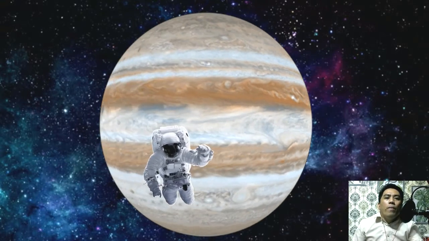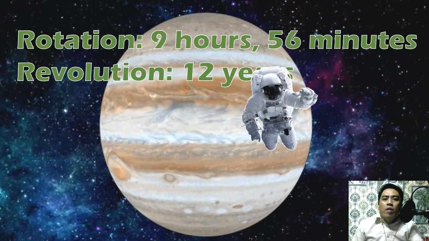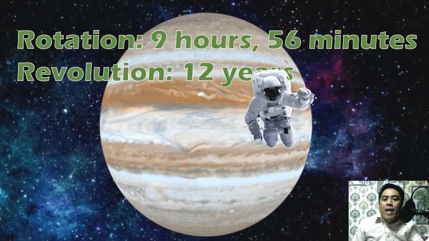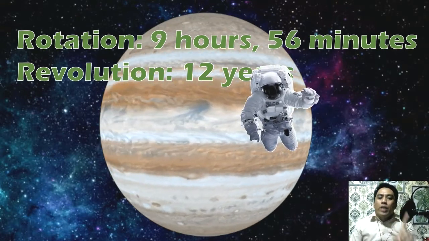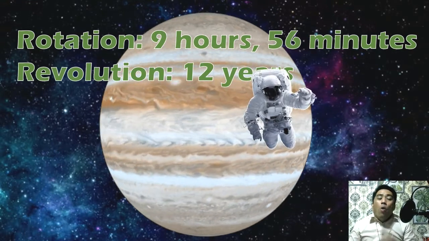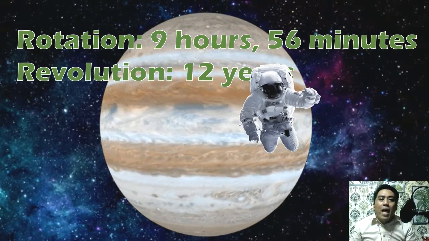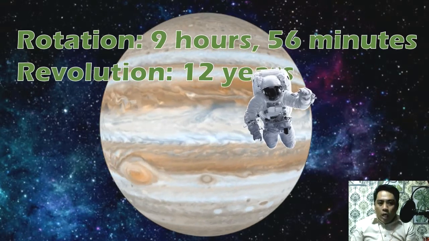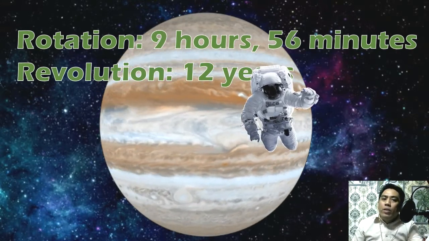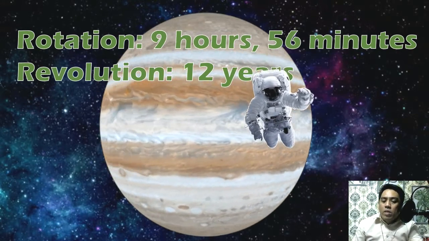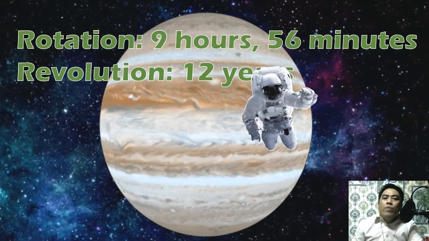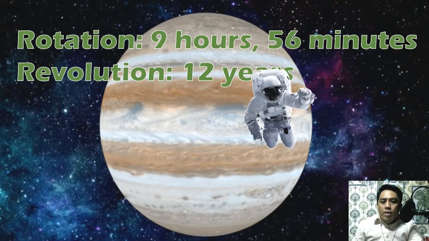Okay. So, the rotation is 9 hours and 56 minutes. So, among the planets, Jupiter is the fastest planet in terms of rotation. So, tandaan. In terms of rotation, Jupiter is the fastest planet while in terms of revolution, the fastest planet is Mercury. Okay, so 9 hours and 56 minutes. So ang isang araw sa Jupiter ay 9 oras lang at 56 minutes. Samantalang sa Earth, ilan ang isang araw natin? 24 hours. And its revolution is 12 years.